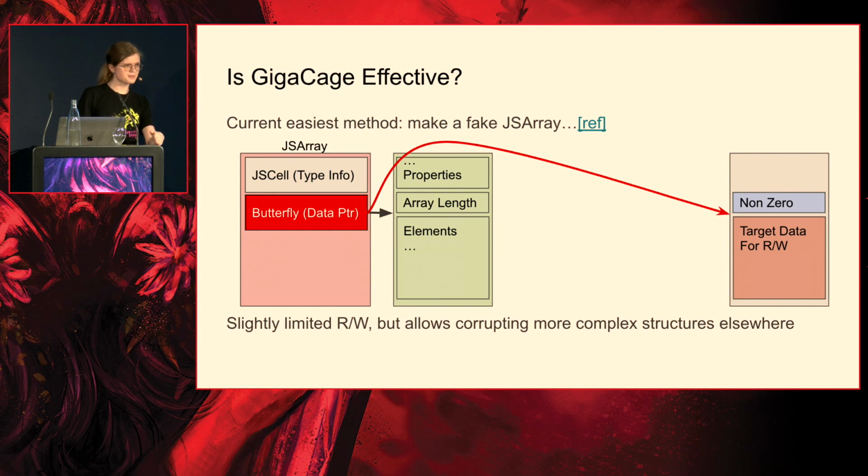You can point it at something else, and as long as you have this non-zero value, which is the length, which it's going to check to make sure that you can access that memory, you'll be good to go. Now this is slightly limited. There's also a little bit of an issue with certain bit patterns, but I'm not going to get into that. But generally what you'll see is this is the initial read-write primitive, and then it's used to corrupt a more complex structure that has a better way to do a read-write to get pretty much unlimited arbitrary read-write.